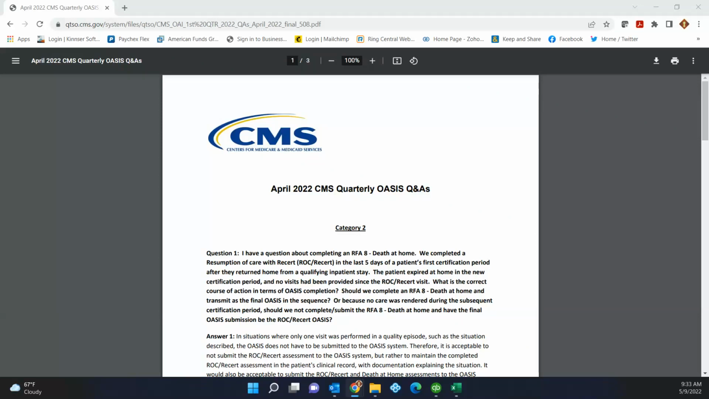In the example they gave, they had done a ROC recert in the last 5 days of a cert period, and then into the next episode, the patient passed away without getting any visits. Do you have to fill out a death at home? Again, you can submit it according to CMS, but you can also just keep it and the ROC recert as a paper trail in your EMR for record purposes and not submit it.